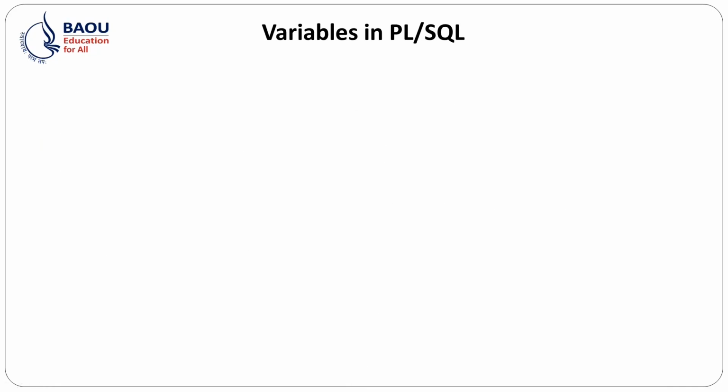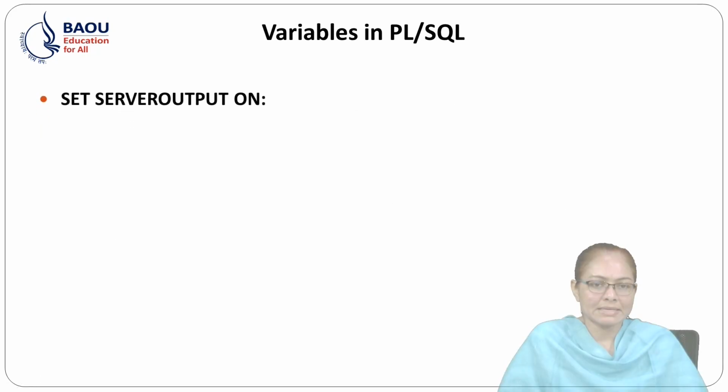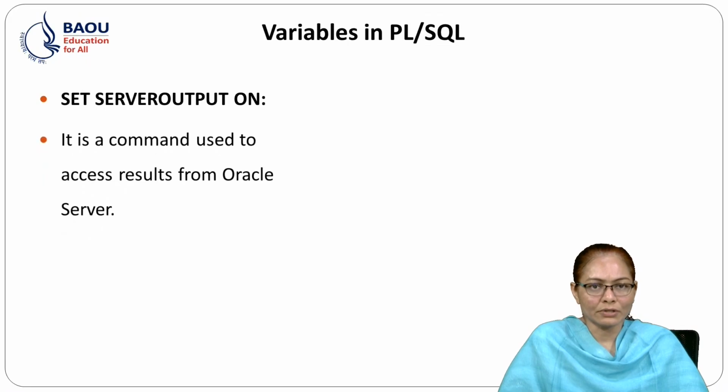Now, set serveroutput on. The important command is this. It is a command used to access the result from the Oracle server. When we write set serveroutput on, then we see the output in a command window. Otherwise, the output is not displayed.